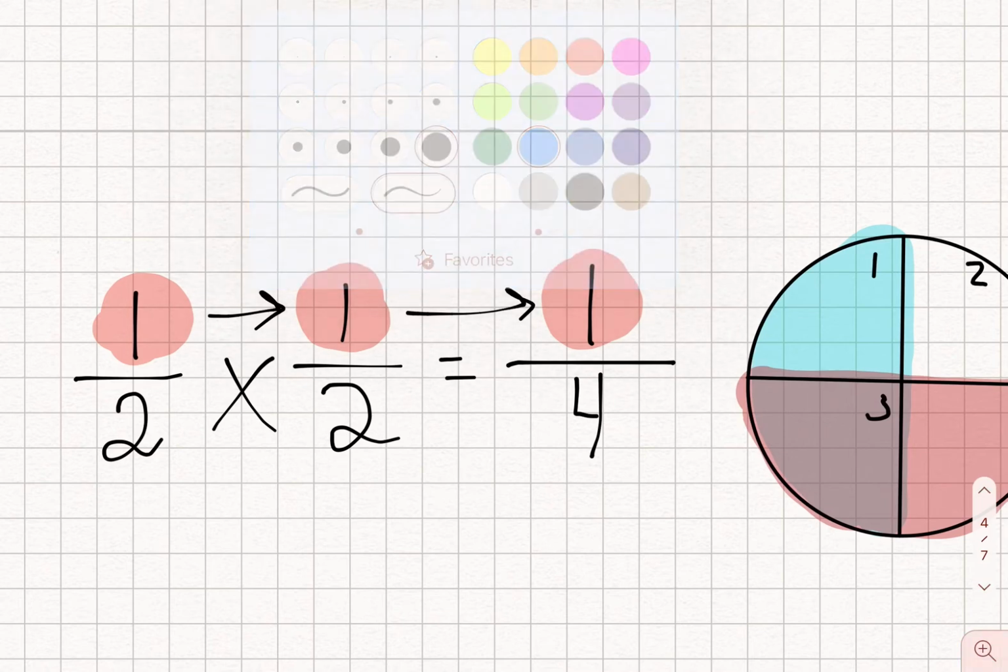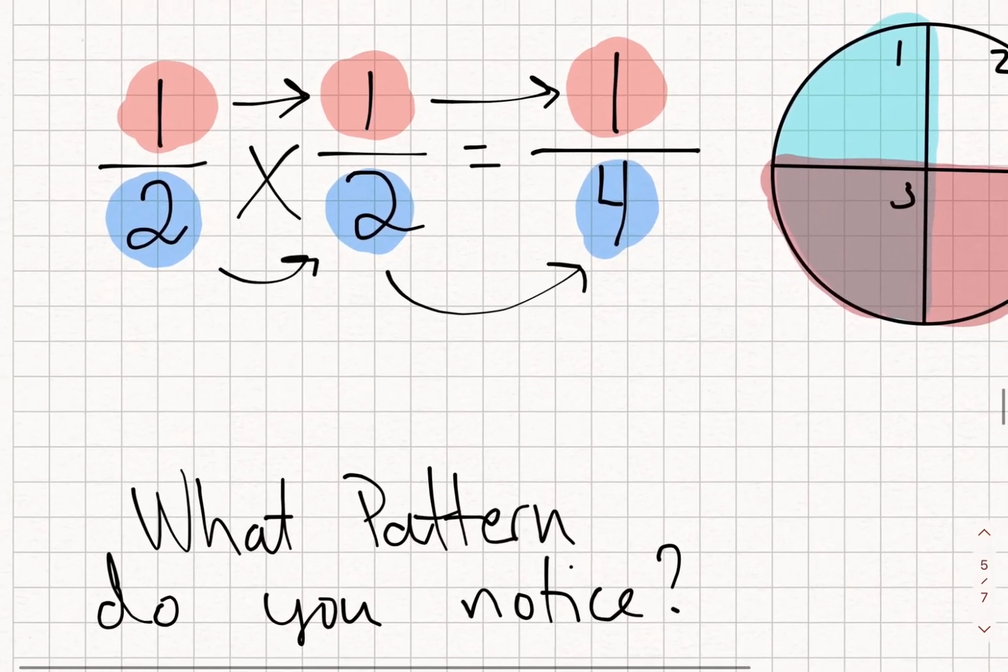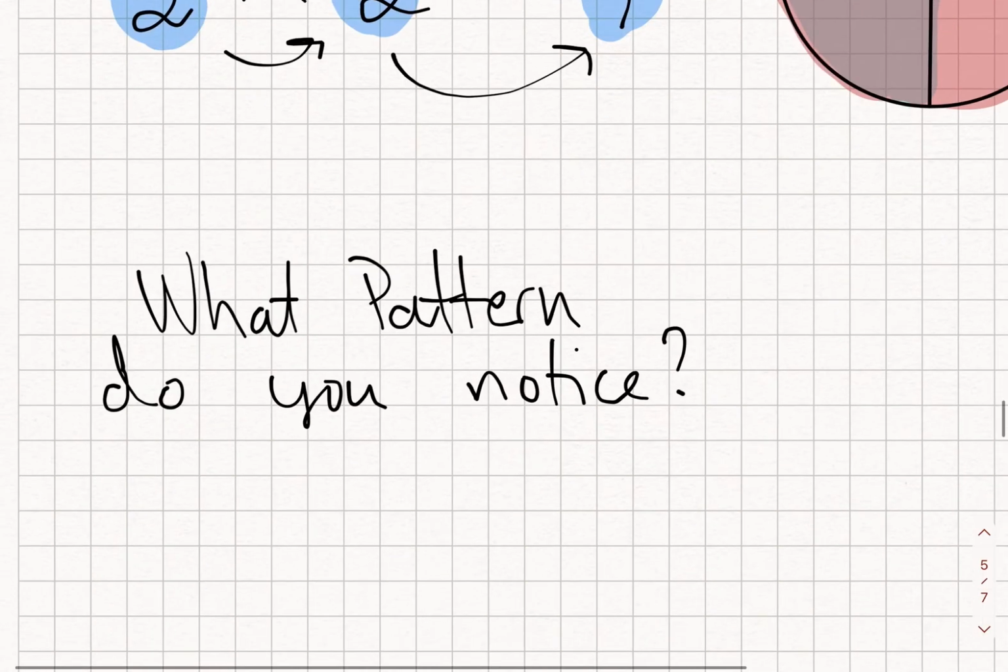Let's do the same thing with the denominator. Take a look at the denominators. What do you notice about the denominators? How do you get from 2 and 2 to 4? Write that down in your math notebook, and I'd like you to answer the question, what pattern do you notice? When you're done with that, you can pause if you need to, obviously. When you're done with that, we'll move on.